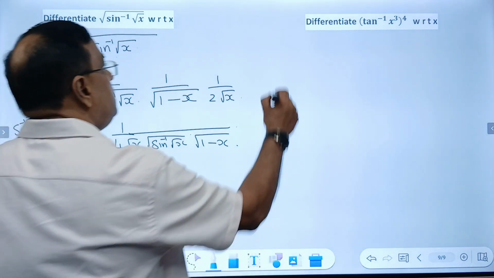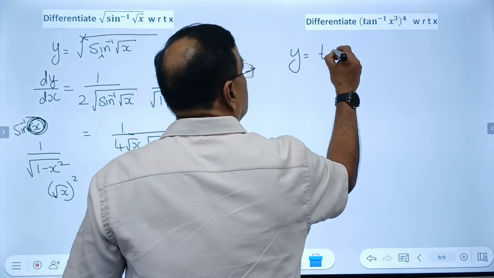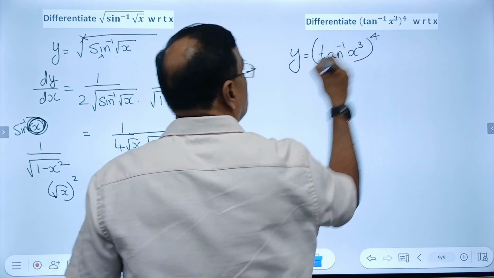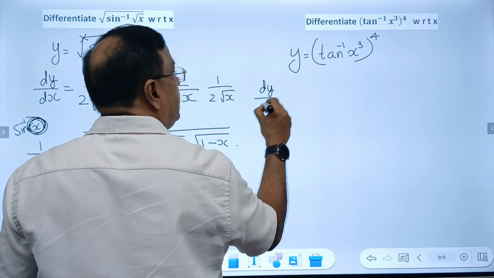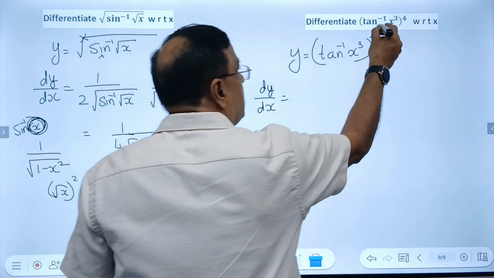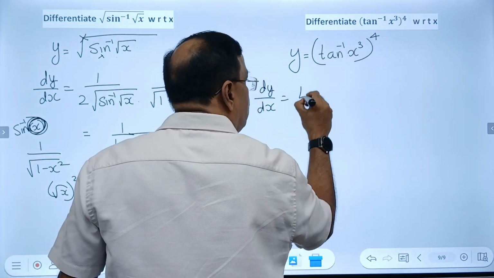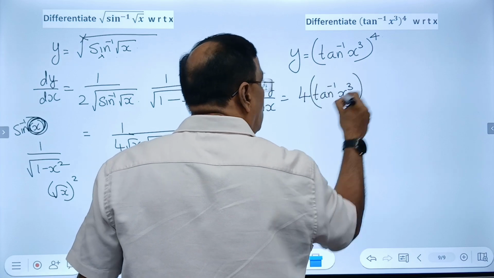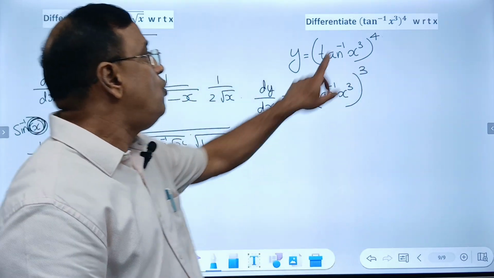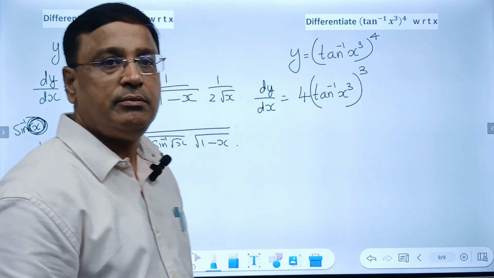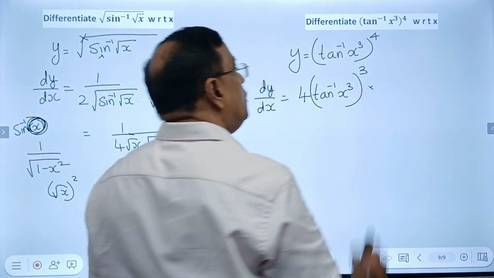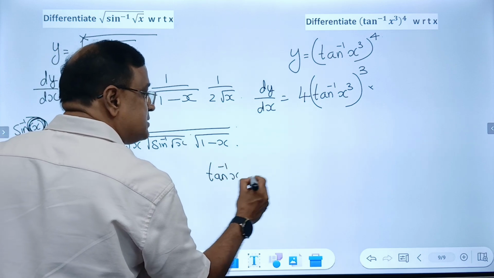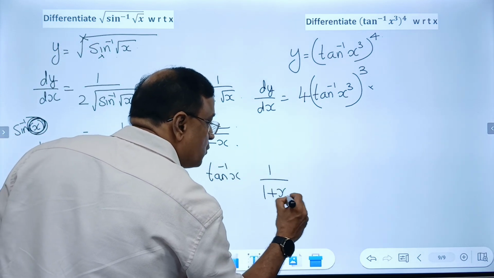Let's do this problem. Y equal to tan inverse of x cube whole power 4. dy by dx is equal to, first is the power. What is the differentiation of the power? 4 tan inverse of x cube, the whole cube. Why whole cube? 4 minus 1, into, what is differentiation of tan inverse? Differentiation of tan inverse x is 1 by 1 plus x square.